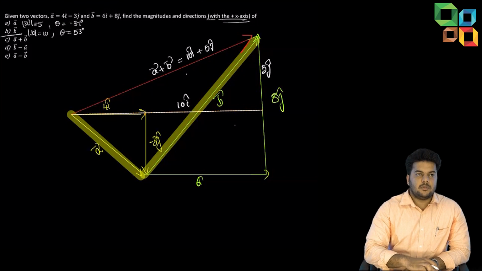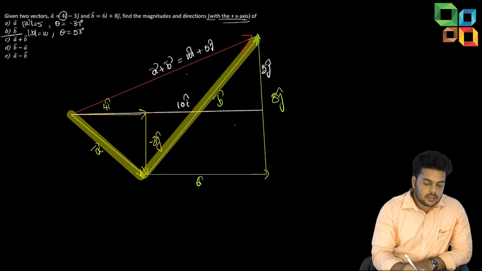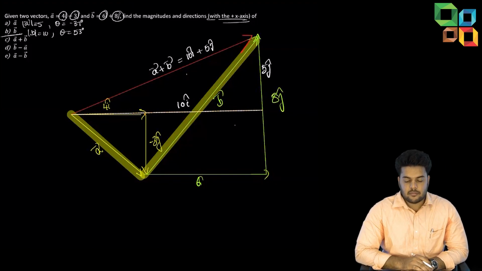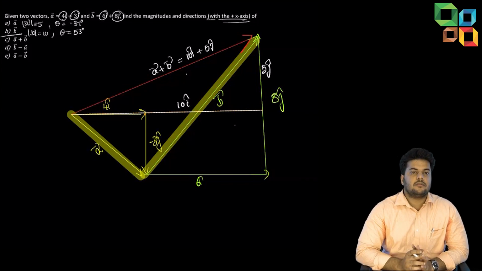Or if you just want to do it algebraically, it is 4 plus 6, that is 10, and minus 3 plus 8, which is 5. You don't have to draw it. I'd like to draw it because I like to show how it works.